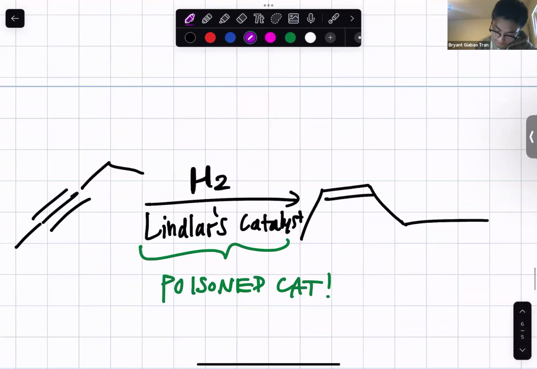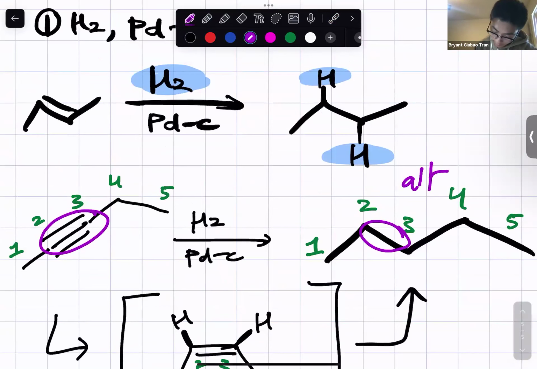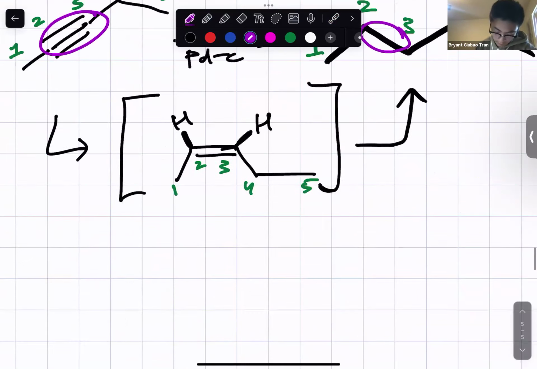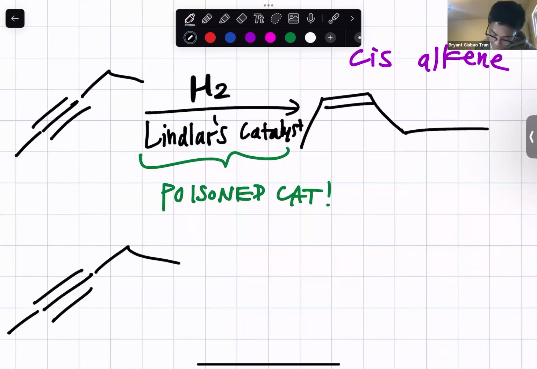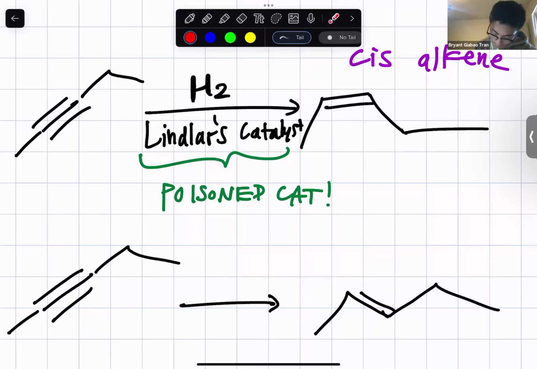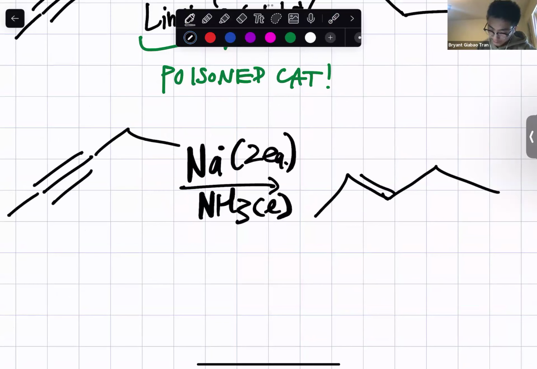Right. And it stops at cis alkene. H2 with Pd/C goes all the way down to alkane. Okay. Now, let's say you wanted to make the trans alkene. To make the trans alkene, you want to use a reaction called dissolving metal reduction, which uses sodium metal, 2 equivalents of it, or excess, in liquid ammonia, NH3 liquid, like that.